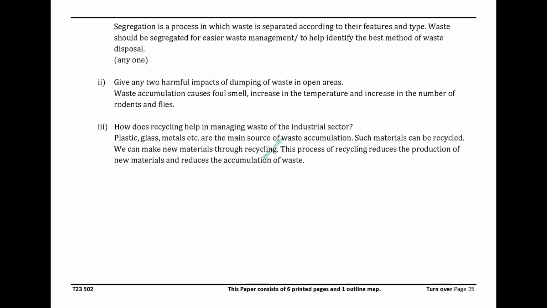Any 1. Give any 2 harmful impacts of dumping of waste in open areas. Waste accumulation causes foul smell, increase in the temperature and increase in the number of rodents and flies. How does recycling help in managing waste of the industrial sector? Plastic, glass, metals etc. are the main source of waste accumulation. Such materials can be recycled. We can make new materials through recycling. This process of recycling reduces the production of new materials and reduces the accumulation of waste.